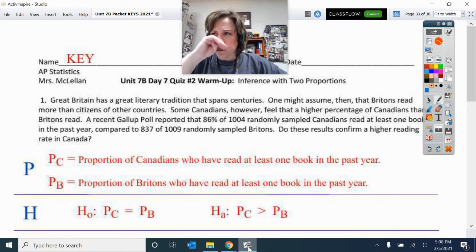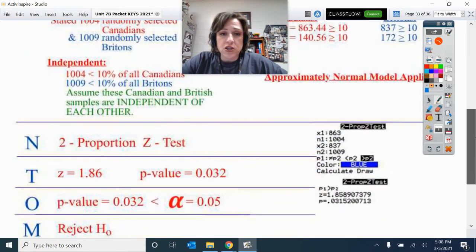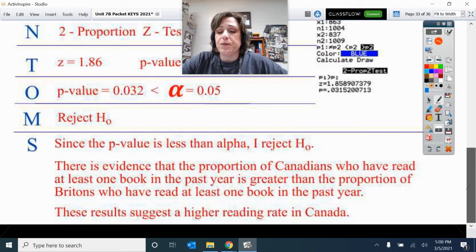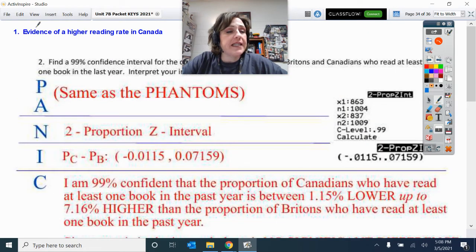Okay, so let's review. Here we have this problem about the reading rates of Canadians and Brits, which they quantified by the proportion who have read at least one book in the past year. We did our hypothesis test with our default alpha of 0.05, and we got a p-value that was less than that. It was 0.032. So we had evidence that the proportion of Canadians who read at least one book is greater than the proportion of Brits.